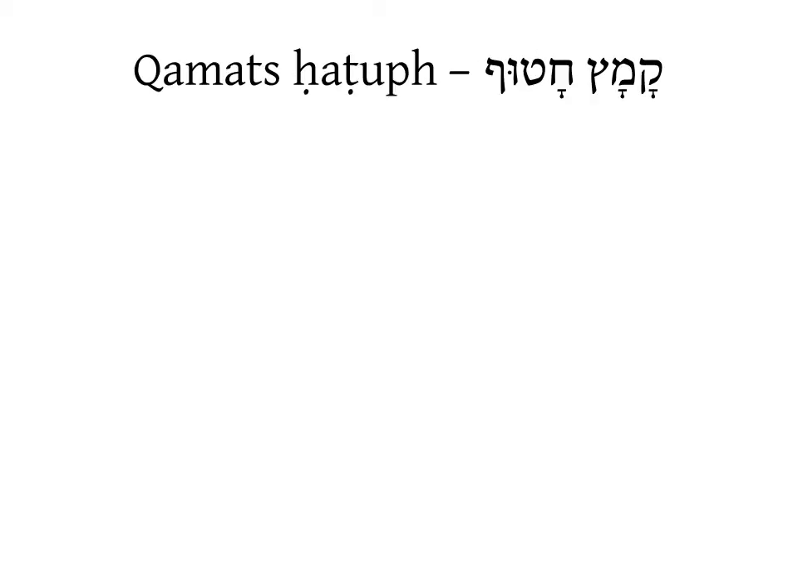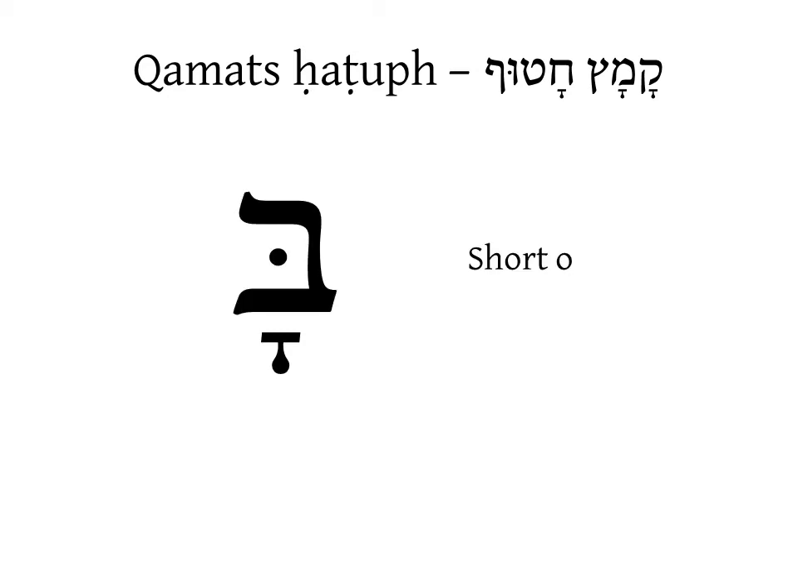The next vowel, qamat chatuf, is a bit frustrating. We take our beit and we put under it a thing that looks like a qamatz. Now in isolation, we've already learned this, and we've learned that it sounds ba. But the same thing can also sound bo, with a short o.